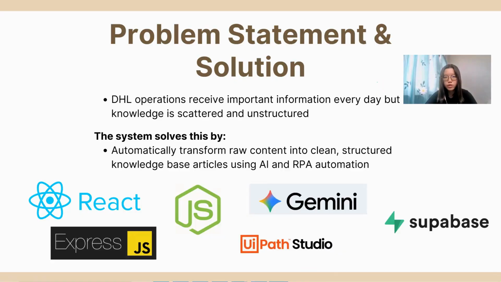The DHL operation teams receive important information every day through chat messages, email, screenshots, and documents, but this knowledge is unstructured. So my system will solve this by automatically transforming raw content into clean and structured knowledge-based articles using AI and RPA automation. This system is built with React for the front end, Node.js and Express for the back end, Supabase as the database, Google Gemini AI for content structuring, and UiPath Studio for RPA automation.